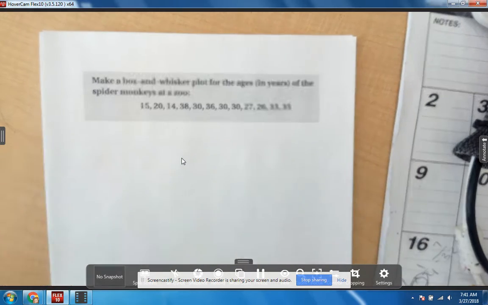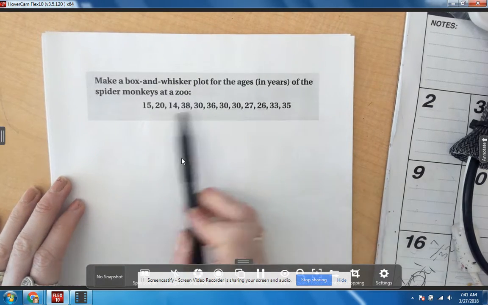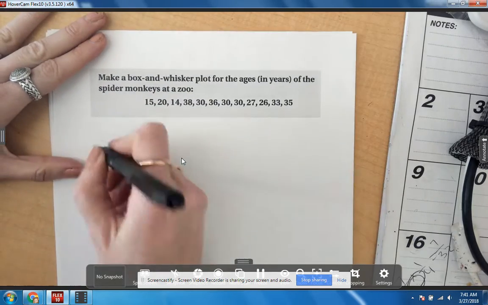So step one, they want us to make a box and whisker plot for the ages and years of the spider monkeys at a zoo. So these are all representing ages of monkeys. So step one is to order least to greatest. Okay, so I'm going to start doing this.